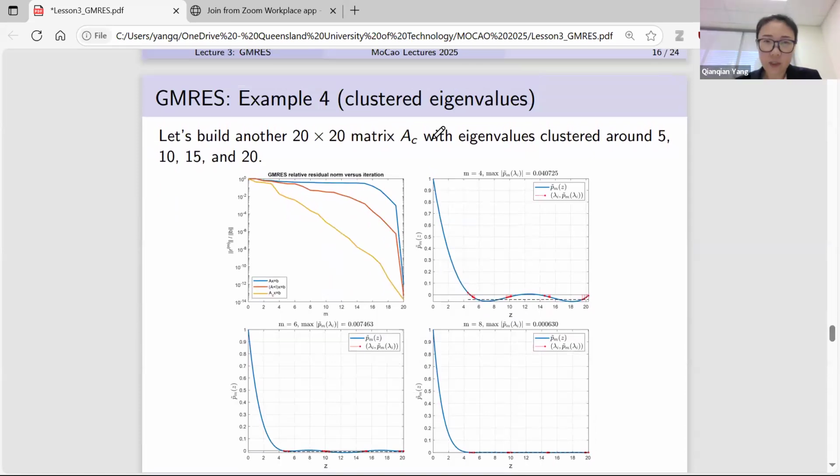This time I build another matrix, still 20 by 20, with eigenvalues clustered. You can see it down here with eigenvalues clustered around 5, 10, 15, 20. The blue one is my original problem. The red one is A plus I, just shifting A to the right. And this yellow one is my clustered A. So we're solving this cluster problem here.